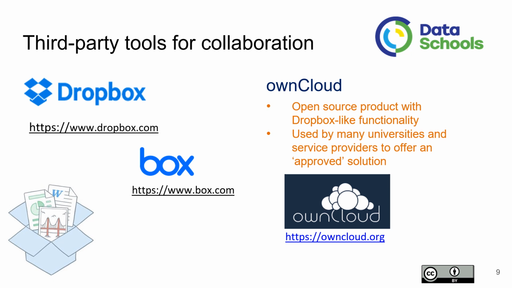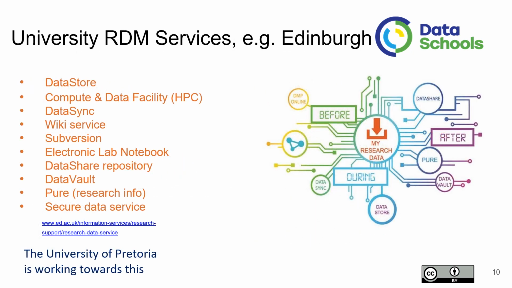With ownCloud, however, you have the option to deploy it on-site at your institution in your own data center, which can make it more secure. Many higher education institutions have their own research data management infrastructure. For example, the University of Edinburgh that you can see on this slide.